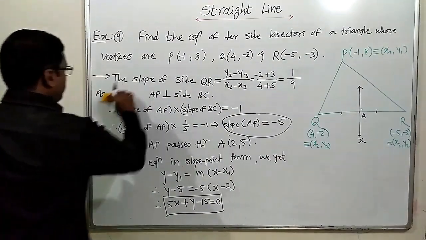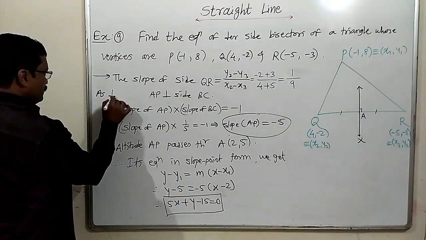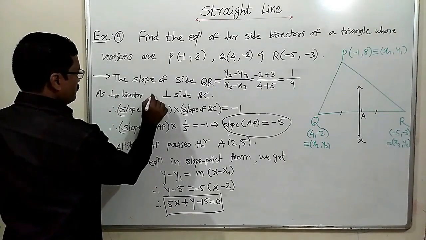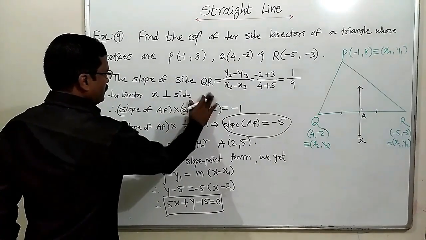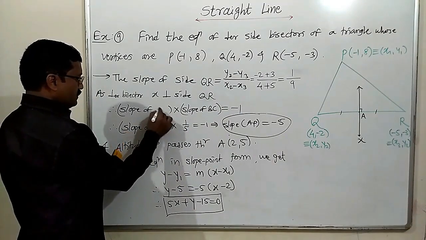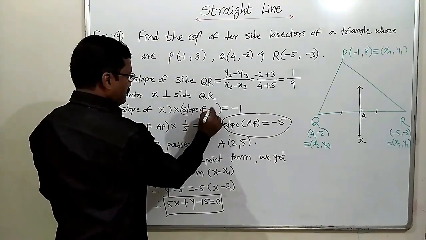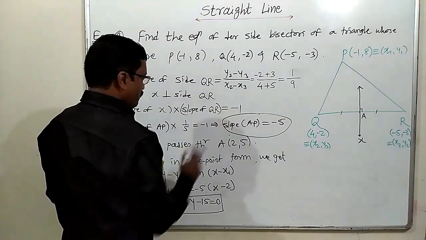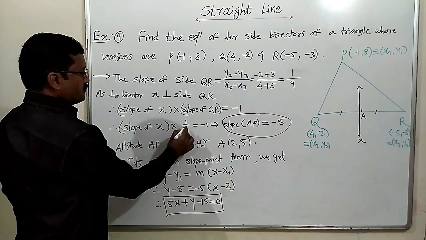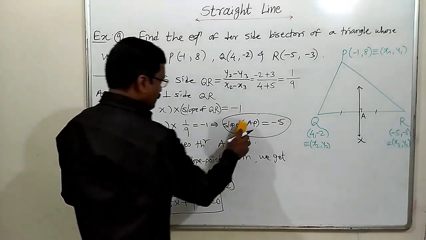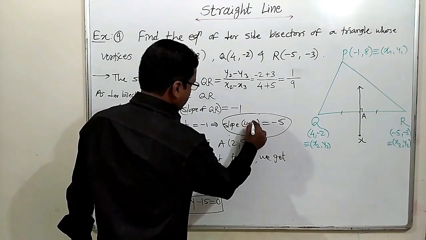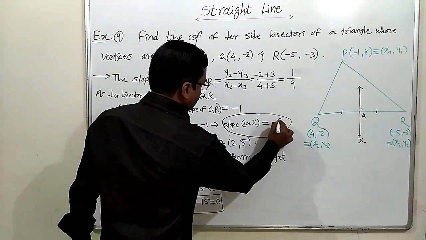Here this perpendicular bisector X is perpendicular to side QR. So the slope of line X times the slope of QR is equal to -1. So the slope of X times 1/9 is -1. So the slope of line X is equal to -9.